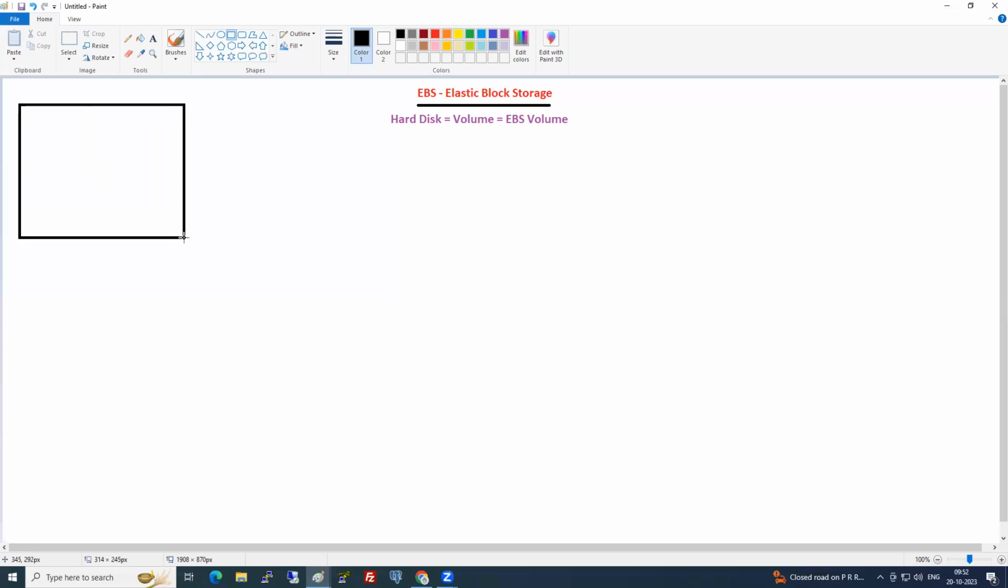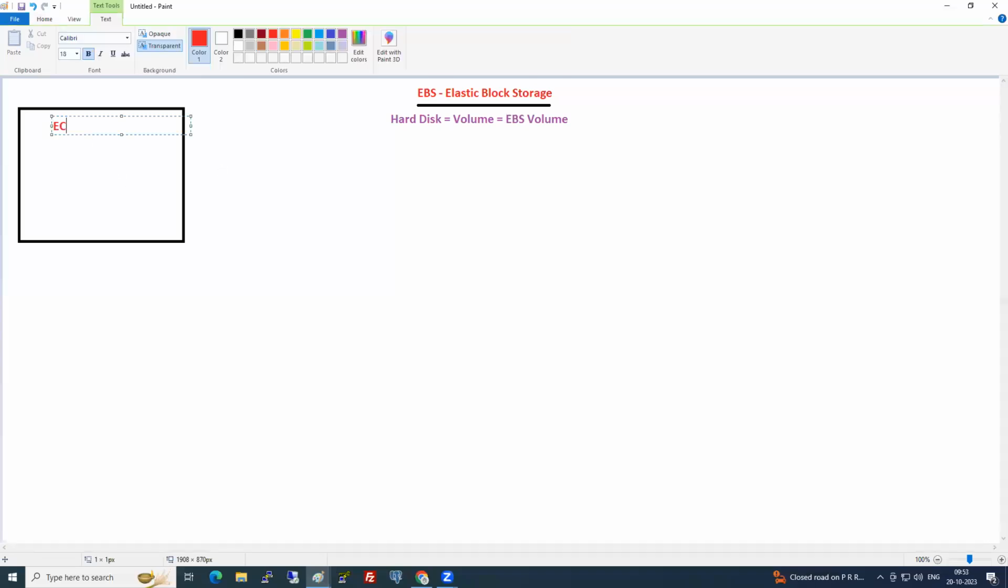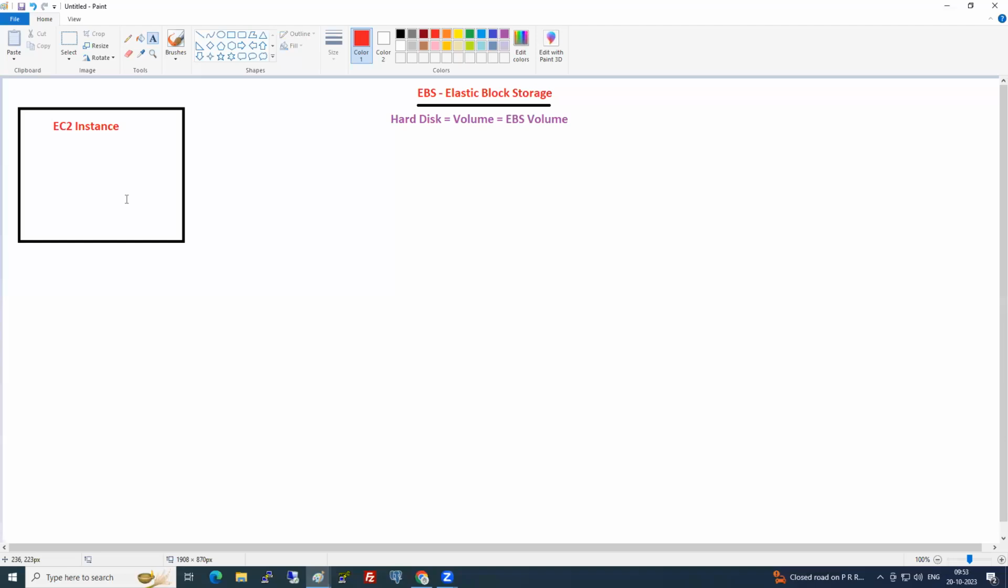So now I'm going and launching one EC2 instance. This is the EC2 instance. You will get so many interview and certification questions from this point itself. Remember, when you're launching the EC2 instance, I will not use the word hard disk now. What should I use? Volume. When you launch the EC2 instance, automatically a volume will come with it.